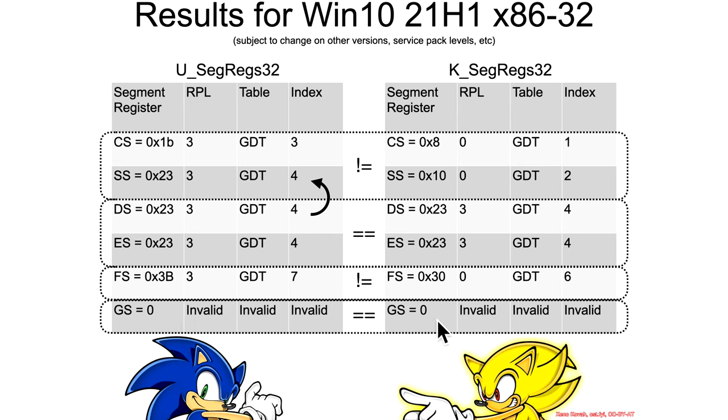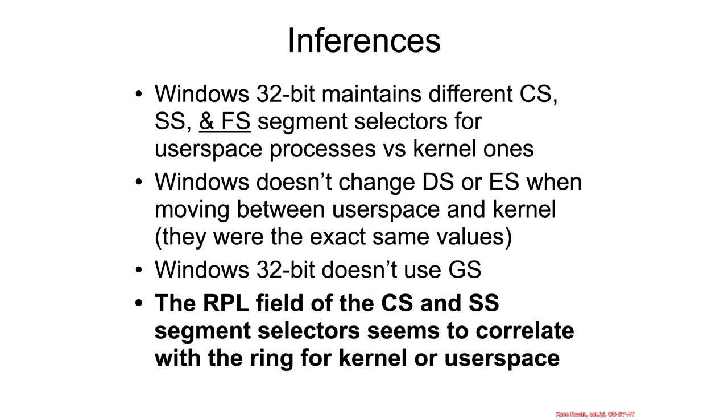You're never allowed to point at the GDT entry of 0. That's considered invalid, and consequently, that's not actually being used. So the inferences from this is that Windows maintains different CS, SS, and FS segment selectors for user space and kernel space. Windows doesn't change DS or ES. It does seem to change FS, as mentioned right there. It doesn't use GS at all because that's a completely invalid segment selector. And once again, the RPL field of CS and SS seems to correlate to kernel space and user space.